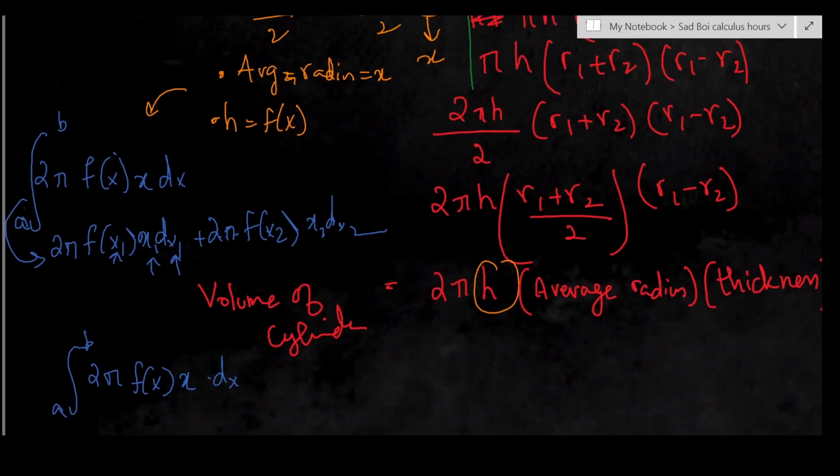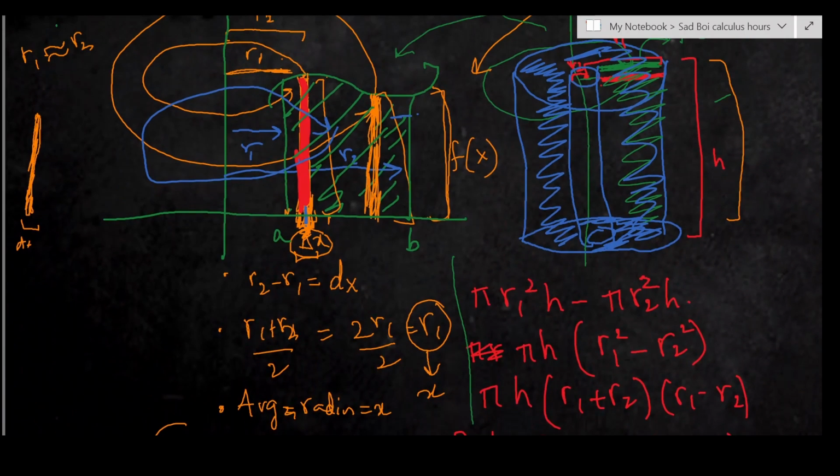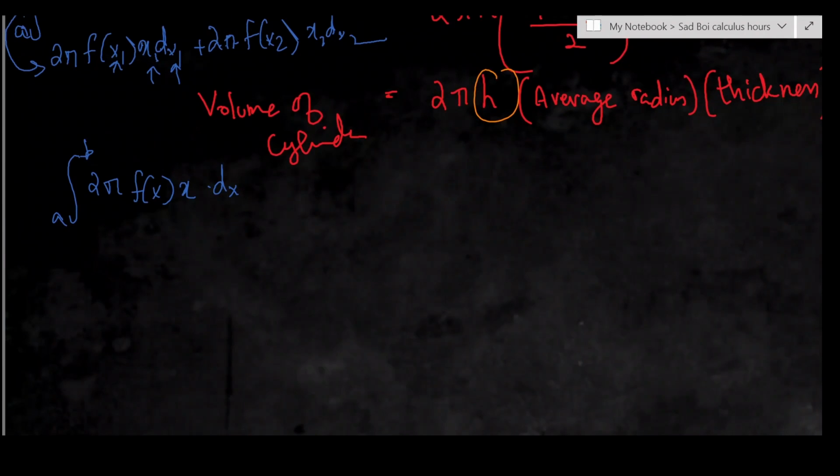where f of x is the height, x is the average radius, and dx is the thickness. Since both the radii approach each other in the segment, because the width is very minute, and dx represents the width, that is the thickness.